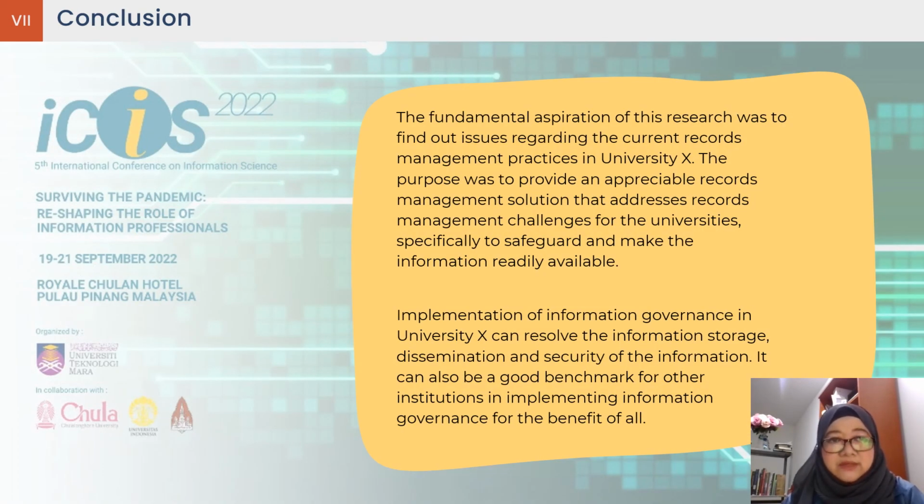As a conclusion, the fundamental aspiration of this research was to find out issues regarding the current records management practices in University X. The purpose was to provide an applicable records management solution that addresses records management challenges for the universities, specifically to safeguard and make the information readily available. Implementation of information governance in universities can resolve the information storage, dissemination, and security of the information. It can also be a good benchmark for other institutions in implementing information governance for the benefit of all.